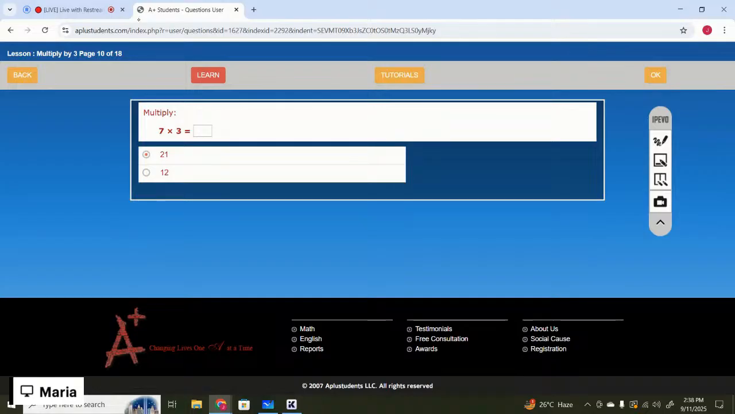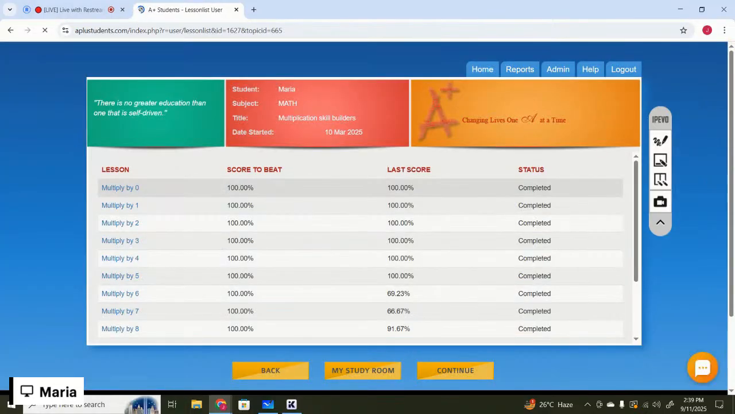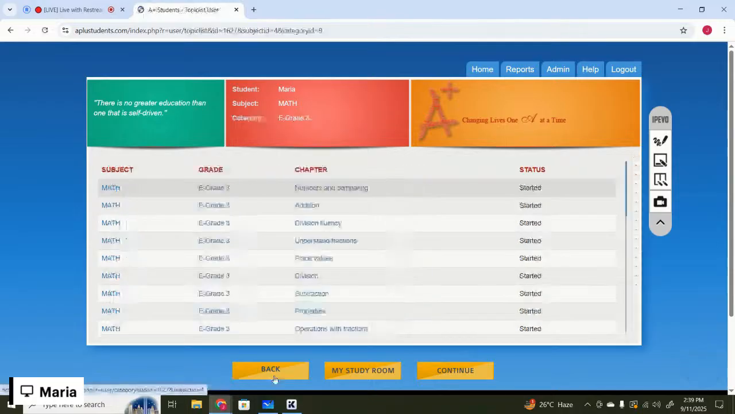21 it is. Okay, you can complete the lesson by yourself later today. So we were working on grade 3 math. The chapter we are working on is multiplication skill builders. The lessons we have covered today are multiply by 0, multiply by 1, multiply by 2, and multiply by 3.